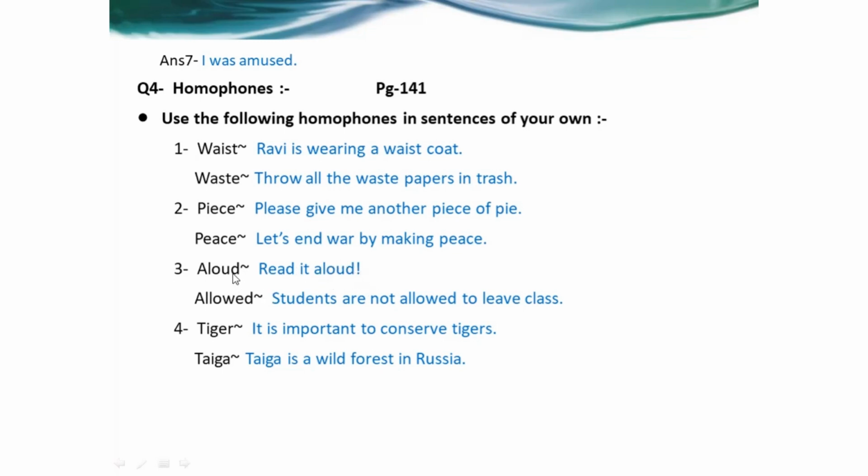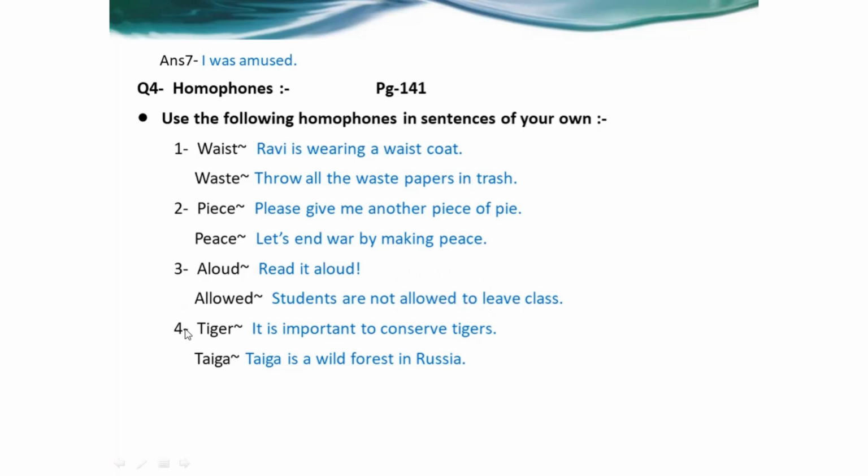So now, what is the homophone of this aloud? A-L-L-O-W-E-D. This allowed means to give permission. So what sentence are we going to make for that? Yes, the sentence will be: Students are not allowed to leave class. Okay. For that, you need to take permission, right, students?